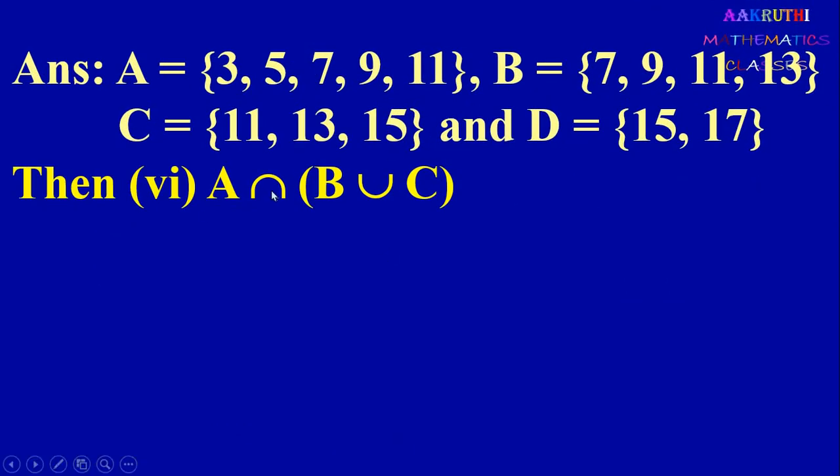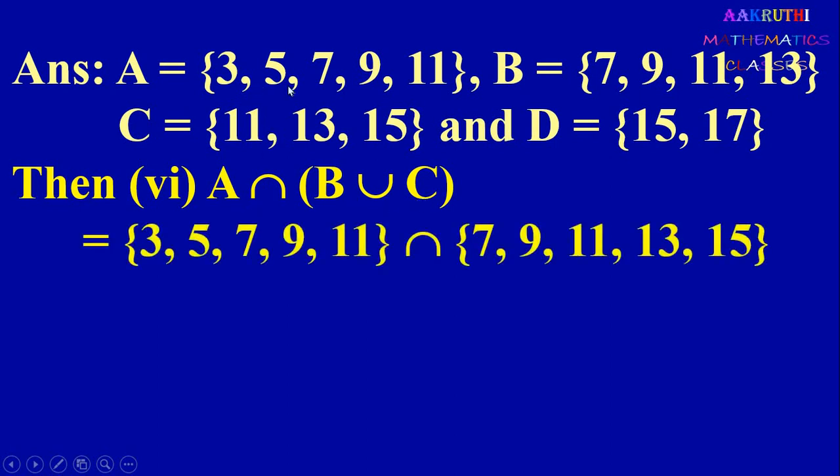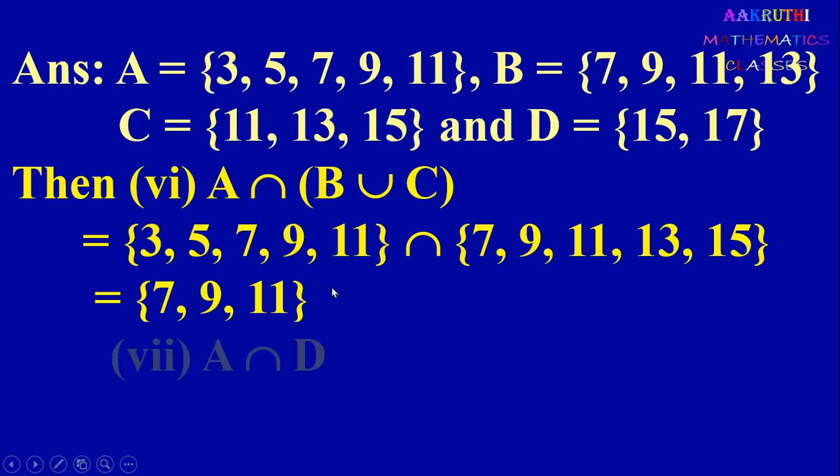So next it is A intersection (B union C). Now first you find B union C, then we take intersection with A. Now here A is 3, 5, 7, 9, 11. Intersection B union C. Write all these numbers together. It is 7, 9, 11, 13 and 15. Then you write common element. So common element is 7, 9 and 11. So intersection is 7, 9 and 11.